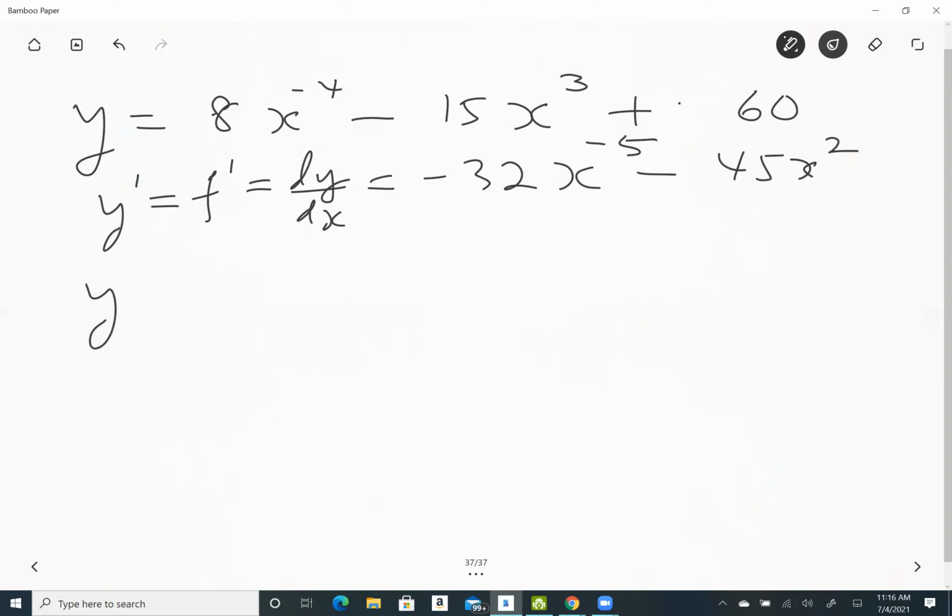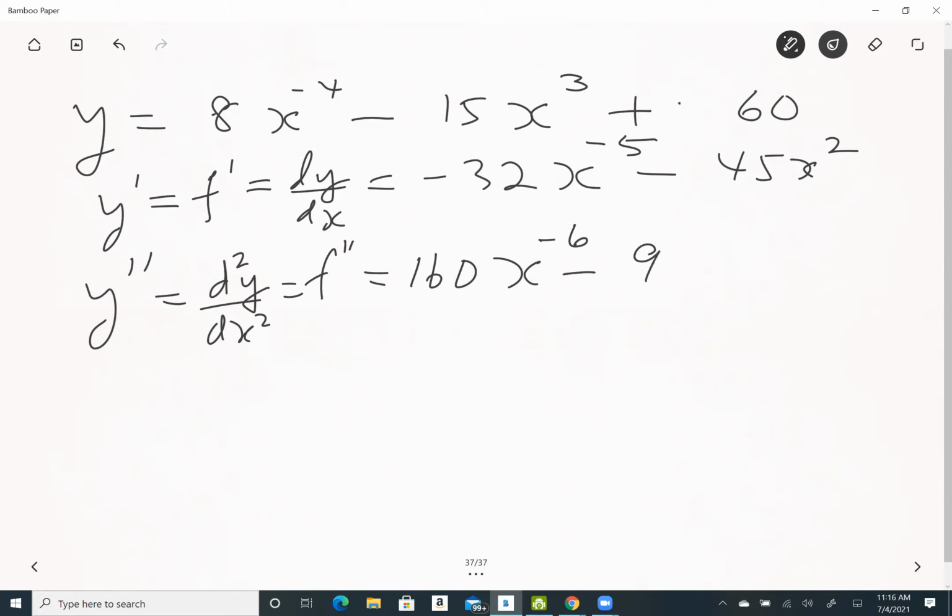You take the second derivative, which you call d2y/dx squared, or f double prime. Now what is it equal to? You get -32 times -5, which is 160. So 160x to the power of -6 minus 90x. Still a function, so you continue to differentiate.